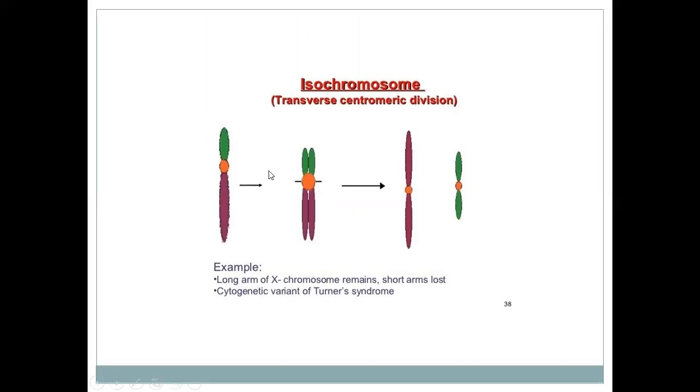But in case of isochromosome, during division of the cell, the short arms remain on the same side, and the long arms remain on the same side. That means the two green colors show the short arm and the two violet or purple colors show the long arm. The long arm remains in the same chromosome and the short arm remains in the same chromosome. It is isochromosome. It is a cytogenetic variant of Turner syndrome. We'll learn about Turner syndrome later.